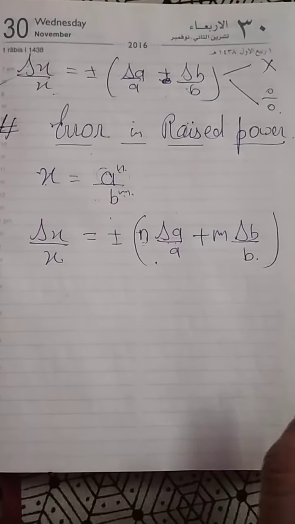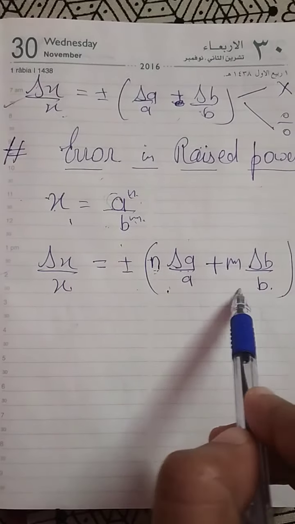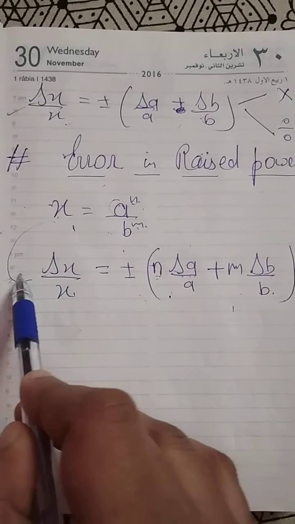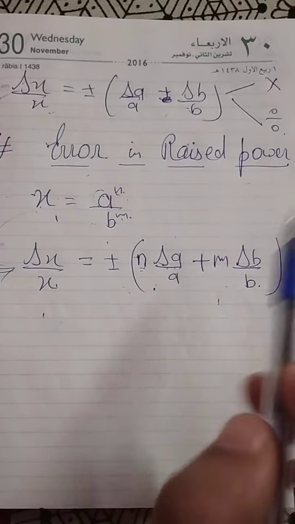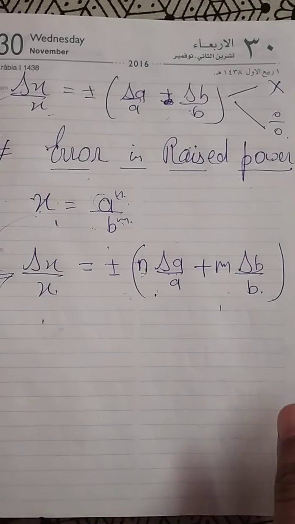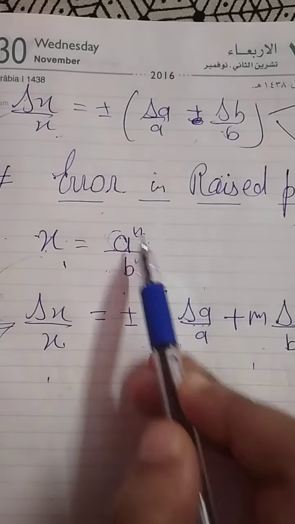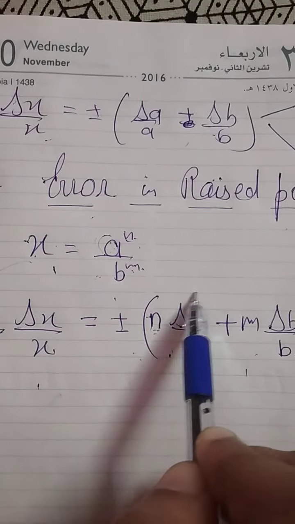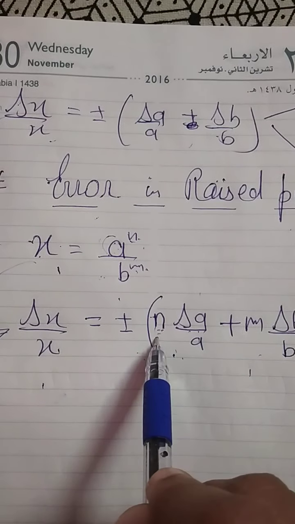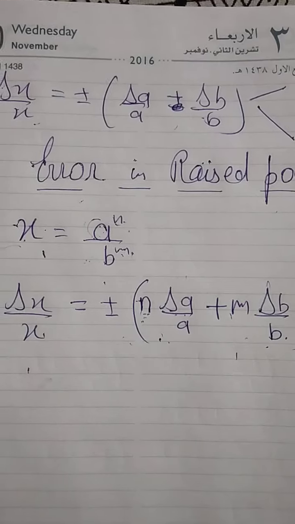Students, again I am telling you, if you want me to show the proof of it and show how this formula comes, how we come to the last step from this step, just comment. I'll definitely give you another video of it. But for now just remember, if you have some raised power, just multiply it with this error, delta a over a multiplied by n. If b has some power m, delta b over b times m.